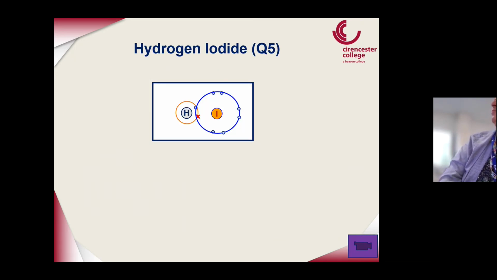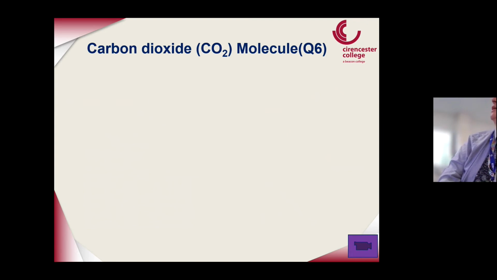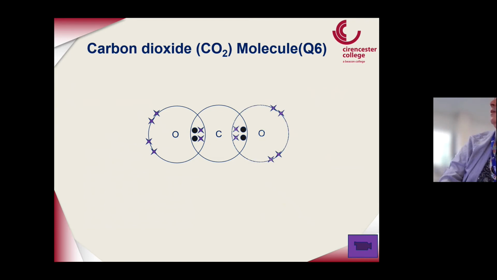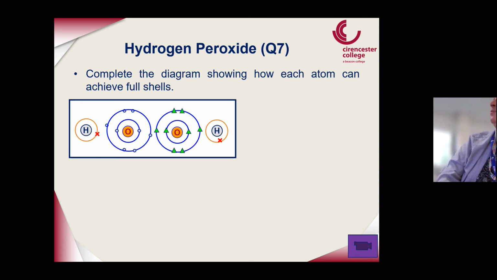Okay, hydrogen iodide, straightforward. Okay, carbon dioxide. Here we've got our carbon having 4 electrons, so it's 2s2 2p2, and the oxygen will come and share. So we have 2 double bonds, and there we've got the 4 electrons in the overlap in each double bond. So it's CO2.